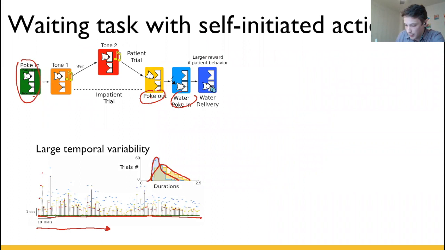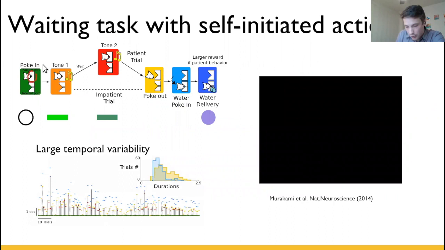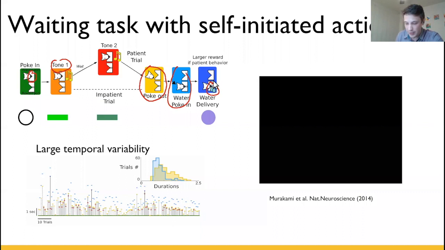The animal pokes into the top port, that is termed the waiting port. Then there's a first tone, and then it has a decision to take, either to wait for the second tone or to poke out. But independently of whether it's waiting or not, if the animal pokes out, it then pokes in into the second port and gets a water delivery, which is bigger, double in size, if it waited for the second tone.